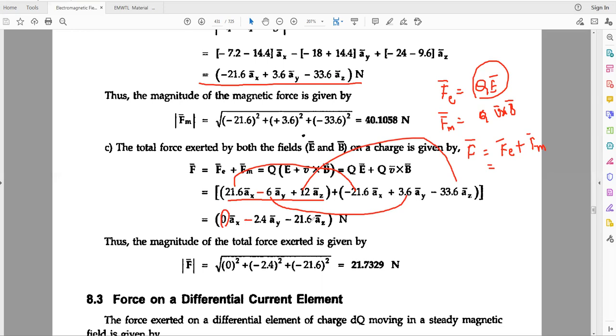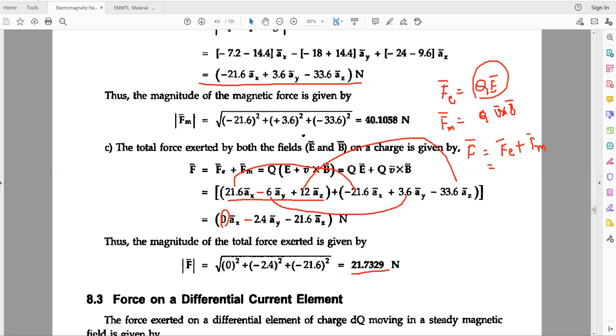So we have only the AY coefficient and the AZ coefficient. You can take the square root of minus 2.4 whole square plus minus 21.6 whole square. Its total magnitude is 21.73. So individually find out the magnitude. We got 40.1, and previously we got Fe bar also.